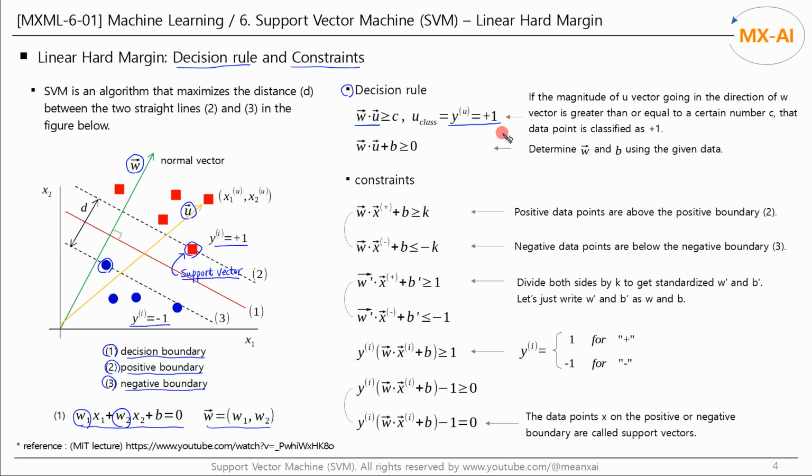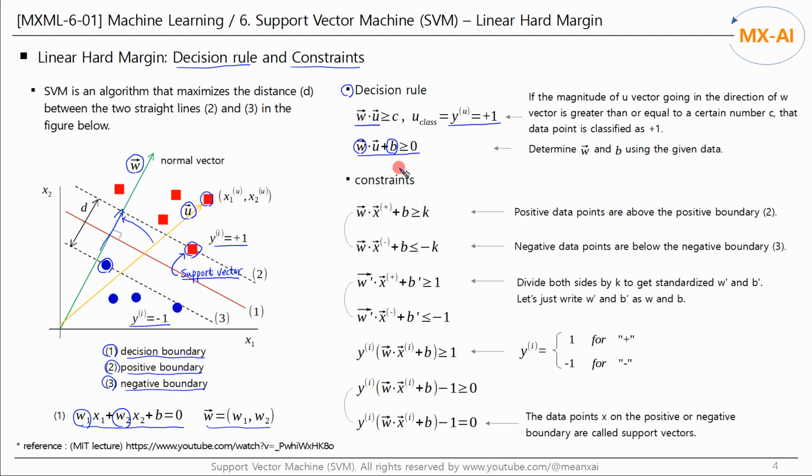In other words, if the magnitude of the U vector going in the direction of the W vector is greater than or equal to a certain number C, that data point is classified as positive 1. So we can create the following decision rule. Now we need to use the given data to determine the vector W and the intercept B.